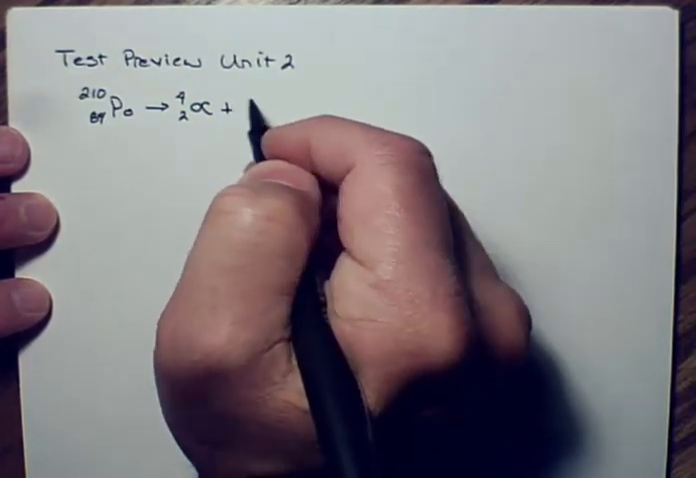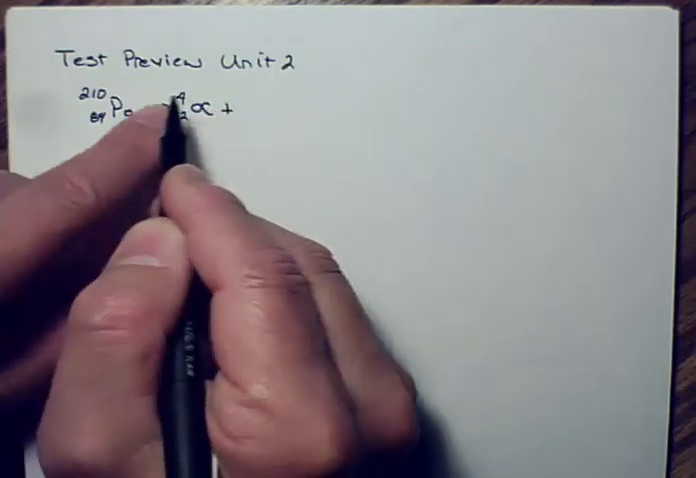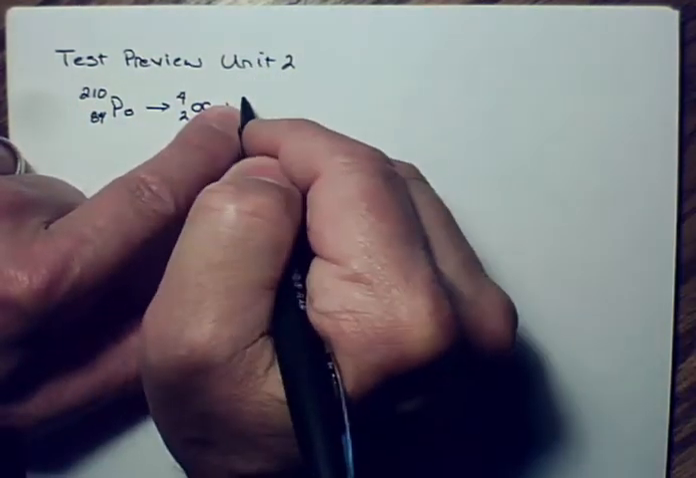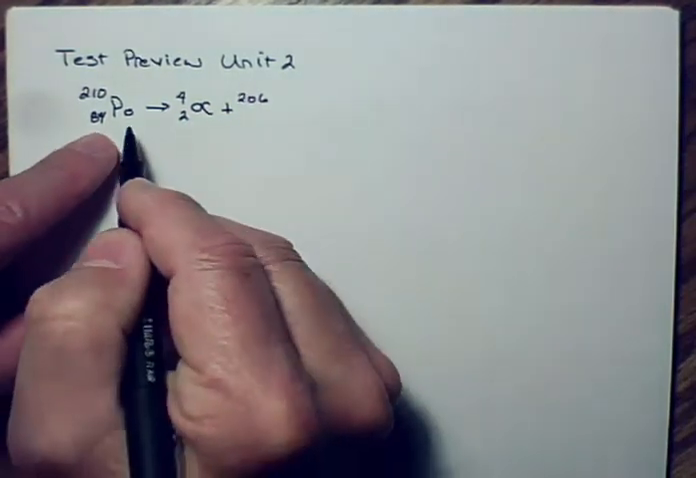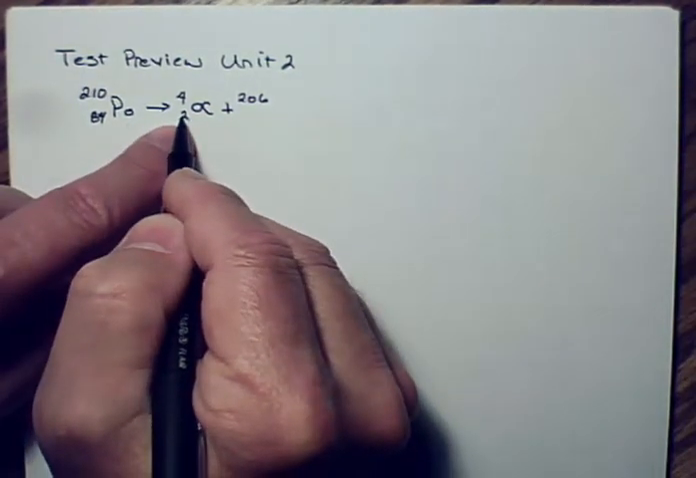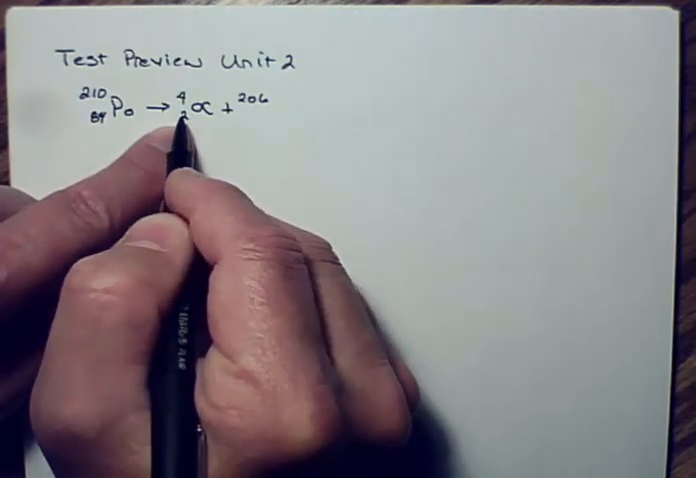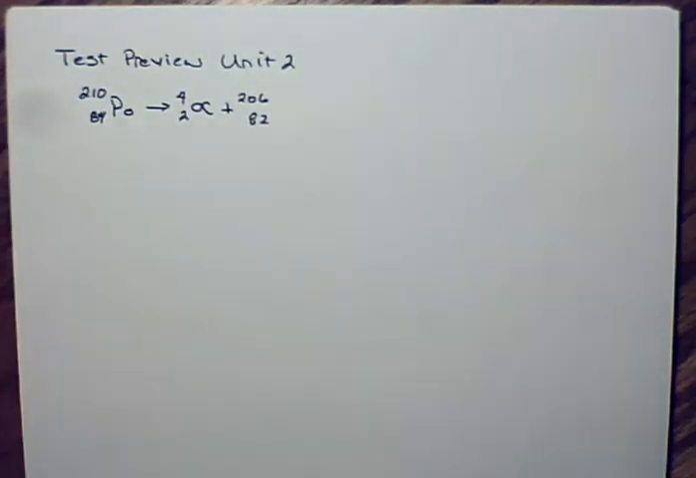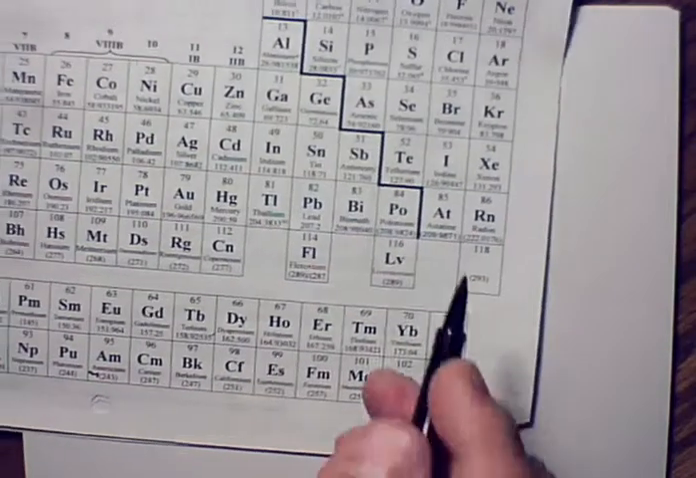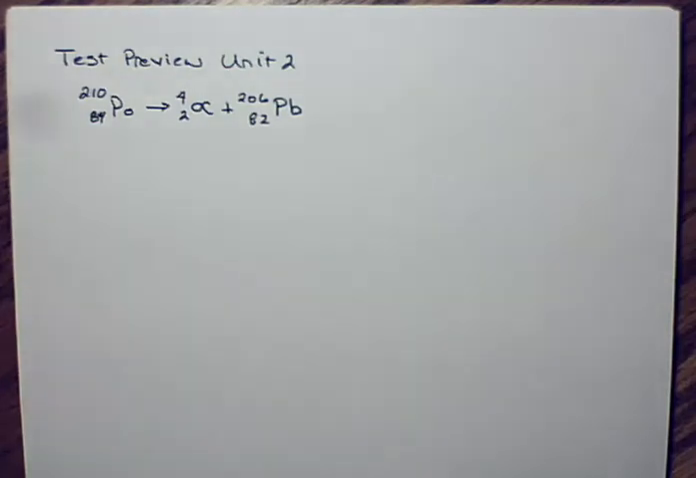And then what we need to know is what's remaining over here. So what number added to this mass over here equals 210? Well, that's obviously 206. So we're going to look for 206 here. And then down here it's kind of the same thing. What number added to this 2 will give me 84? That would be 82. And so what we do is look on the periodic table and find element number 82, and 82 is lead, and we just identify it as lead. Does that make sense?